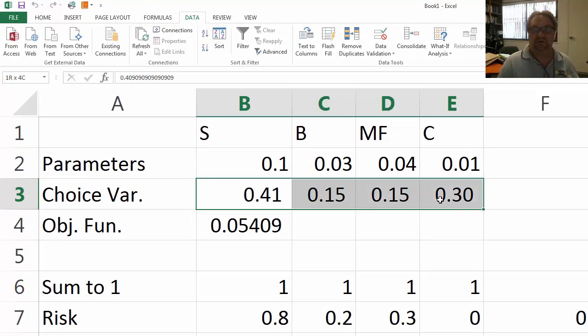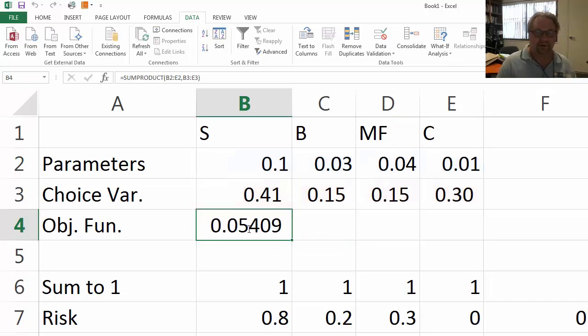That's this. So you're going to put 41% of your money in stocks, 15% in bonds, 15% mutual funds, 30% in cash. And then what is the annual rate of return and the total risk? So this, oh darn it, sorry. This is the annual rate of return.